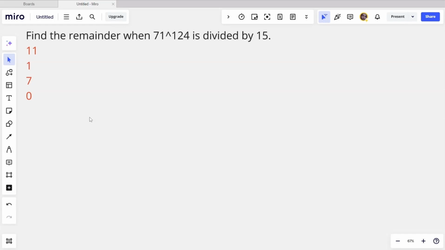Okay, let me clarify. If you don't know the concept of remainder cycle, you should know the concept first, and after that you should try to solve this question. Okay, so let's come to the question. Find the remainder when 71 raised to the power 124 is divided by 15.